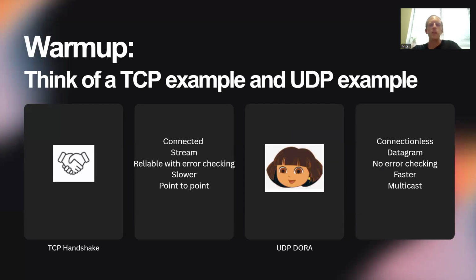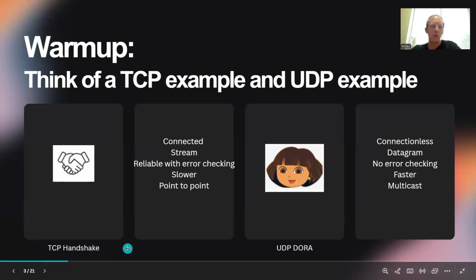Well, when I think of TCP, I think of a handshake. Basically, two computers agreeing to make a connection and staying connected until the task is done. So when you think of TCP, you're going to think that something's connected. It's more of a stream. It's reliable with error checking. It's a bit slower, but it is point to point. So system to system is connected. Okay, so basic TCP handshakes, or when computers connect, that's what happens.